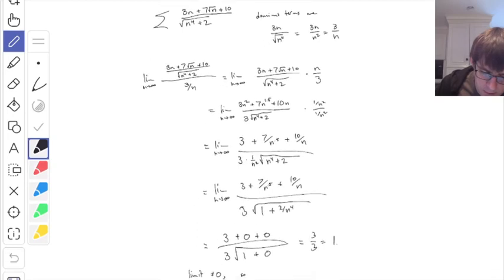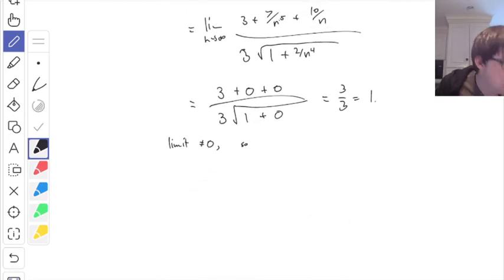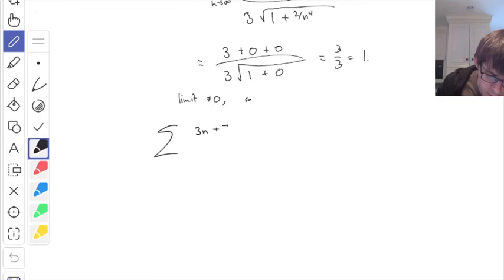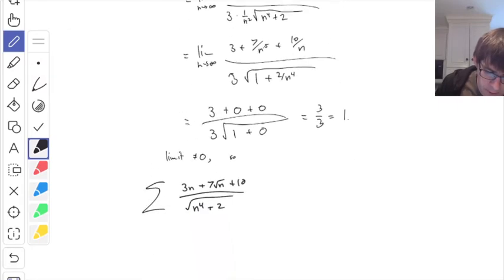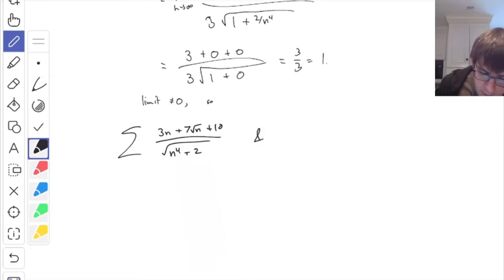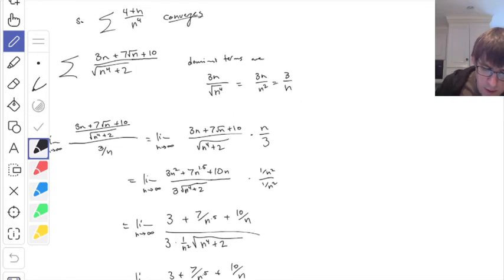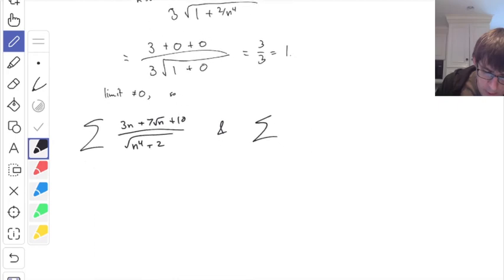So that means my original thing, the sum, 3n plus 7 root n plus 10 divided by square root n to the 4 plus 2, and my thing I compared it to was much simpler, just 3 over n, right? Sum 3 over n. They have the same convergence.